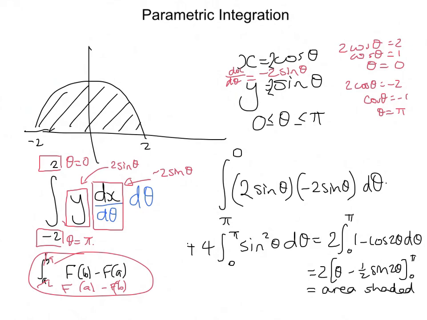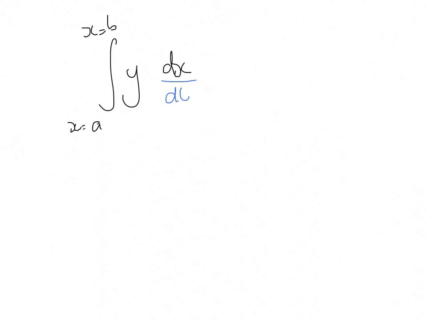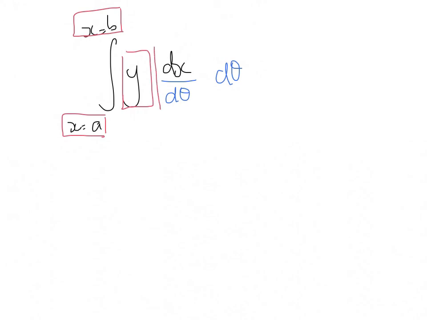So in summary, what do we do for parametric integration? We're starting off with the idea of it in Cartesian form. X is going from a to b, y, which is a function of x, dx. Then we use the chain rule to change dx into dx by d theta, and then we do integration by substitution. We change the limits to what theta is, we sub in what y is, we sub in what dx by d theta is, and then we integrate.